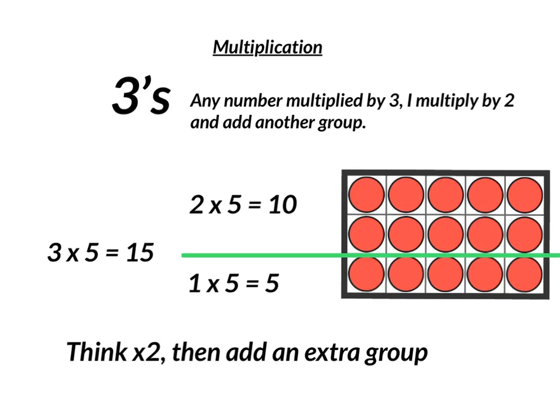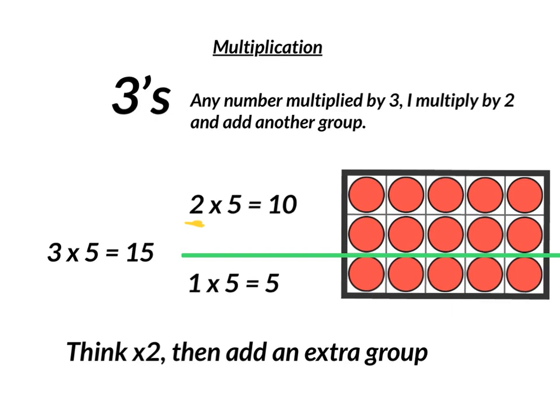Hey guys, here's a strategy for learning your 3 times tables. Any number multiplied by 3, I multiply by 2 and add another group. So when I see the multiplication number sentence 3 times 5, I think to myself, what is 2 times 5? Well, 2 times 5 is 10, and then I add one more group.